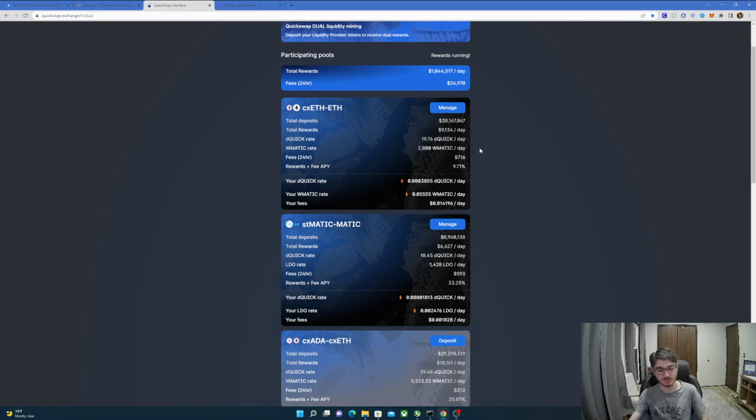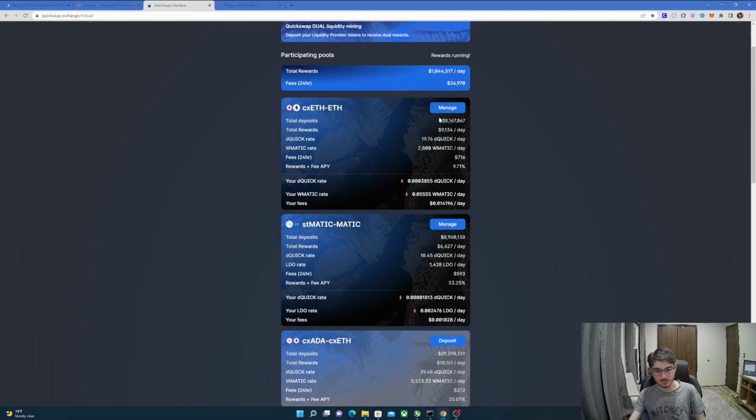So that's how you earn money through doing this. Now you want to choose ideally two assets that are going to go up and down generally the same dollar value amount, because if you don't, then if one asset goes up, you might not profit as much through impermanent loss.